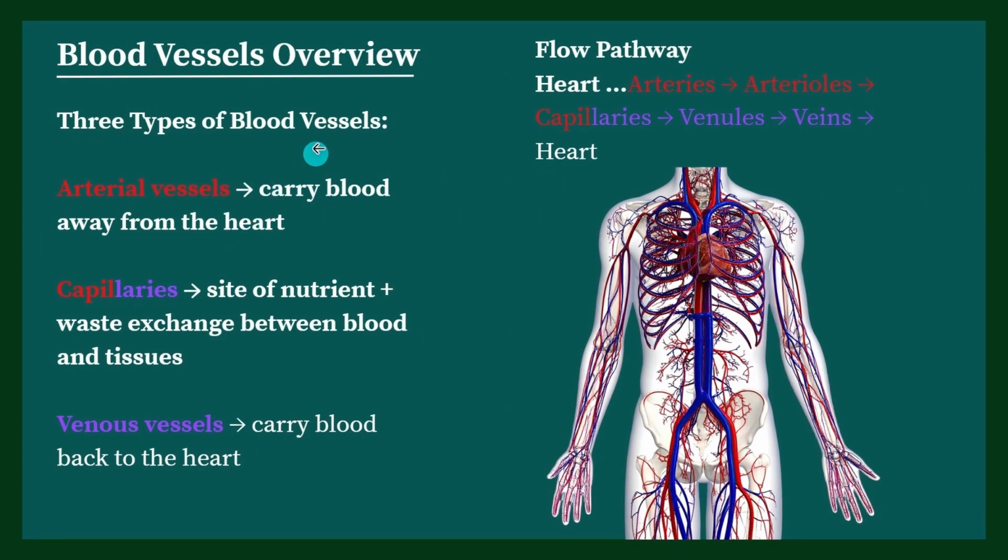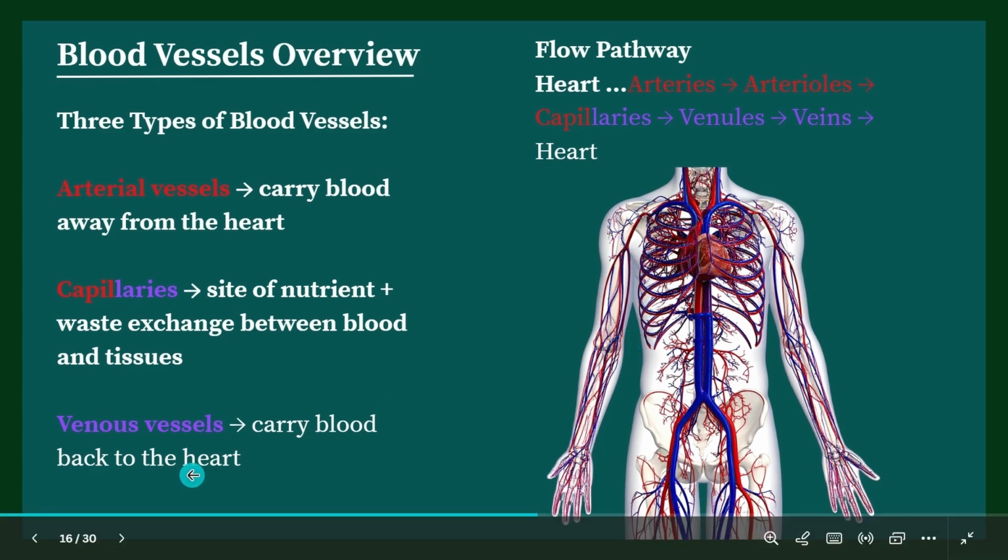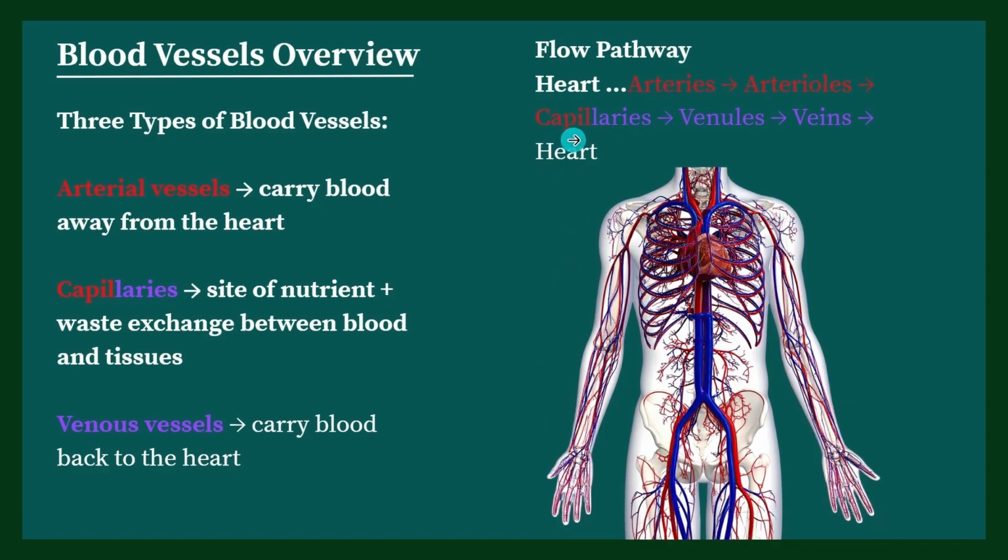And we are going to be getting into the blood vessels. There are 3 types of blood vessels. We have arterial vessels that carry the blood away from the heart. We have capillaries that are where the nutrient and waste exchange happens. And then we have the venous vessels, which carry the blood back to the heart. So here's the pathway: heart, arteries, arterioles, capillaries in the middle, venules, and veins.